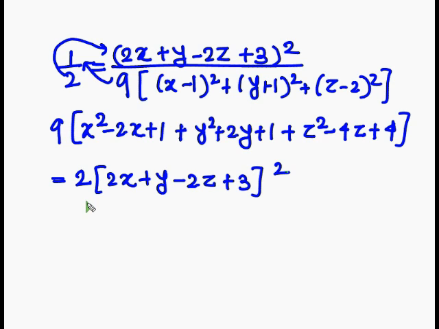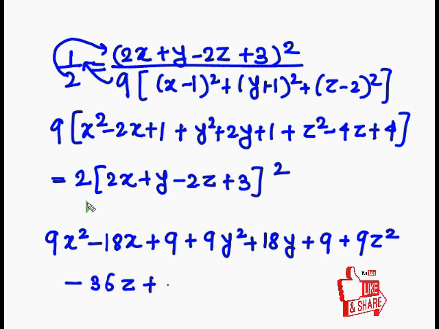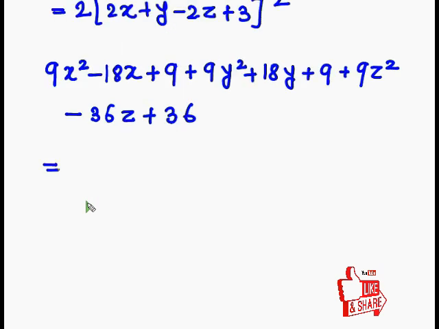Now we already studied how to take the square of the four terms. Now before going for that, first of all we write the left hand side term in the simplest form. So we get 9x square minus 18x plus 9 plus 9y square plus 18y plus 9 plus 9z square minus 36z plus 36 is equal to 2.